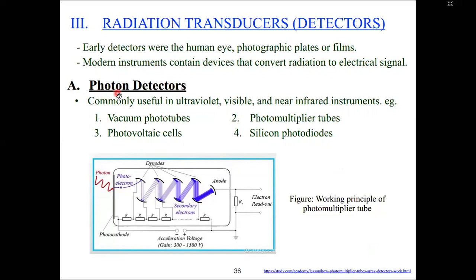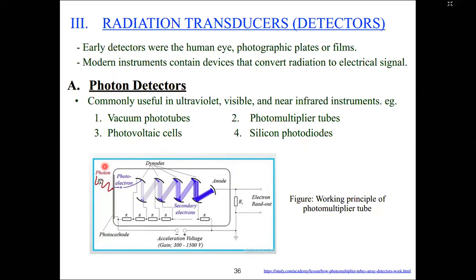So one of the types of the detector is photon detectors. The photon detectors is the detector that can detect photon. There are several types of photon detectors: vacuum photon tube, phototube, photovoltaic cell, photomultiplier tube, silicon photodiode. What we hear commonly is photomultiplier tube, PMT.